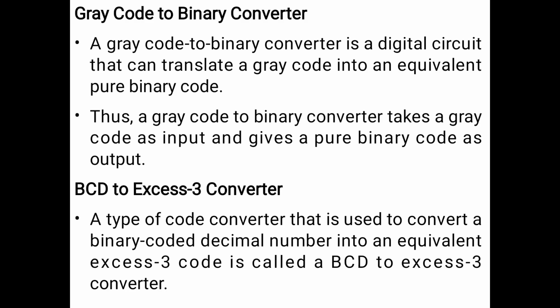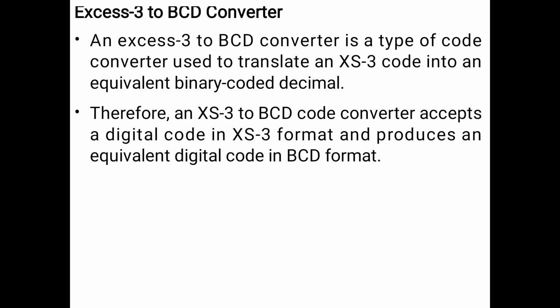BCD to XS3 converter. This is a type of converter that is used to convert a binary coded decimal number given as input into its equivalent XS3 code. Similarly, XS3 to BCD converter takes an XS3 code as input and converts it into a binary coded decimal number at the output.